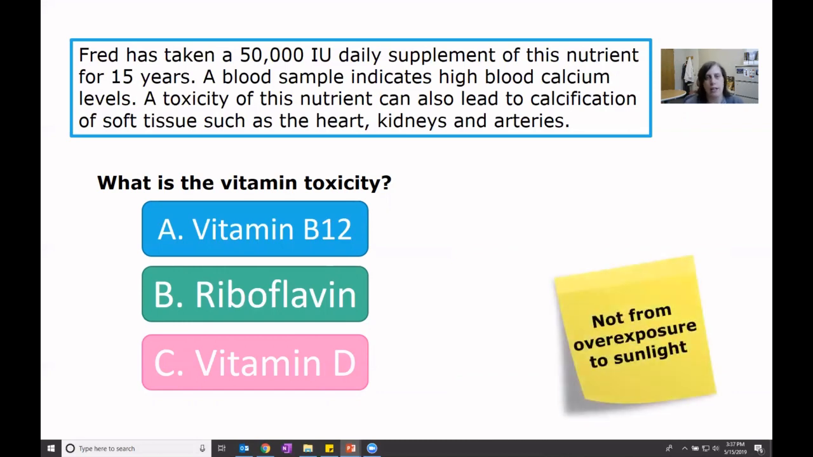Another note here is that toxicity of vitamin D does not happen from overexposure to sunlight. Now, skin cancer does, but the body has a mechanism in place that if you've been in the sun for a period of time and your vitamin D status is fine, it's going to downregulate or depress the vitamin D production in the body. So you will not get a toxicity from being exposed to sunlight.